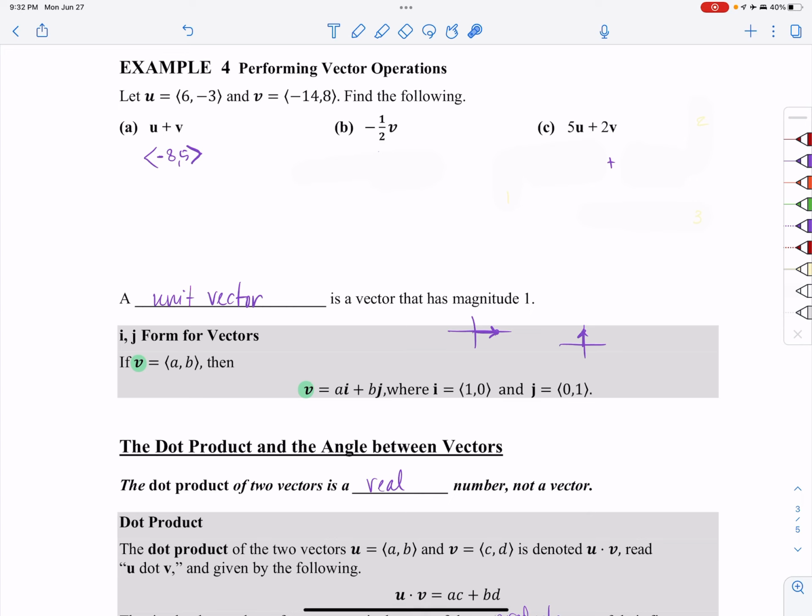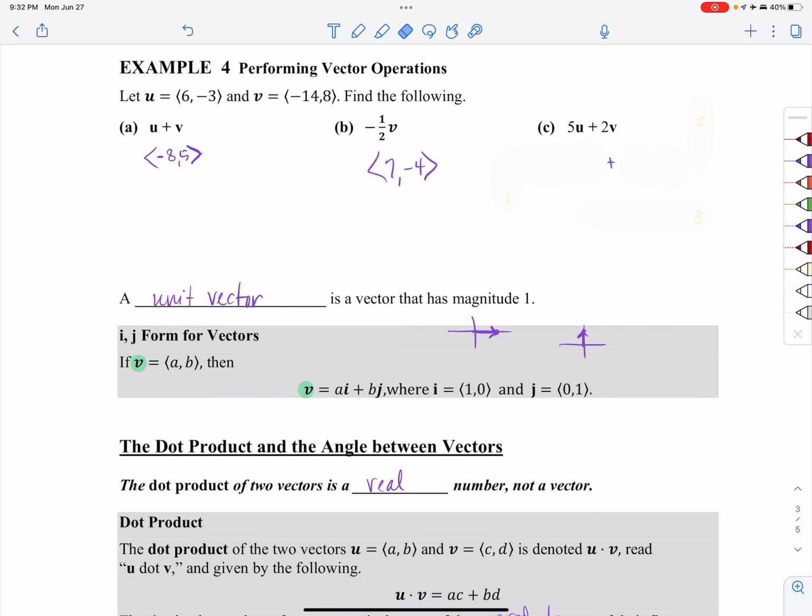All right, now the second thing is let's multiply by a scalar. And so we're going to take vector v and multiply it by negative half. You can do this by distribution. So take each of your components and multiply each component by a negative half. So this is going to give you the vector 7, negative 4.